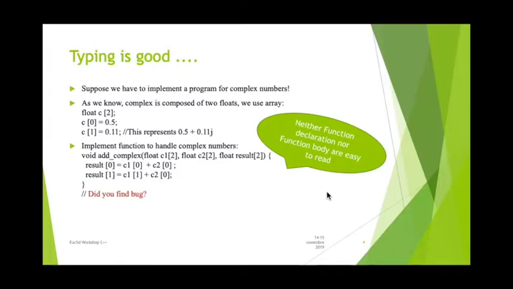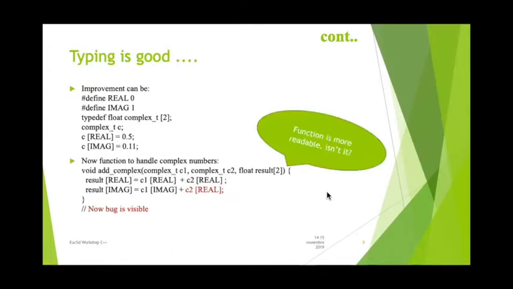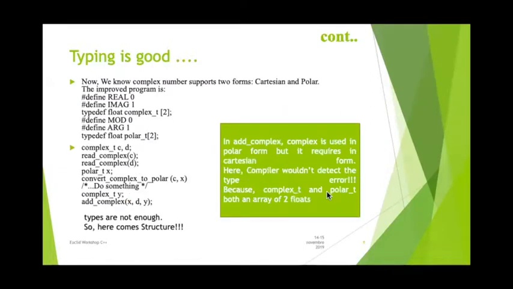So next, we can do improvements, like we can define real part and imaginary part, like 0 for real, 1 for imaginary, so we define that there. And then we have typedef float complex, and we can use complex for C, defining the complex, and we can define real and imaginary like this. And if we are going to use our same function, we can define complex C1, C2, and then the result is the same like this. And here it was a bug.